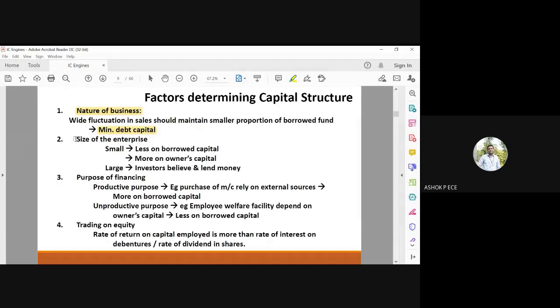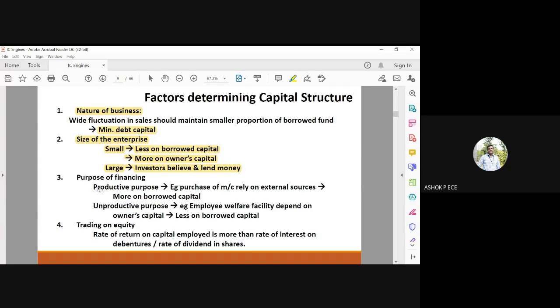And size of the company, whether you are going to start a small company or a large company. A small company will be relying more on your own money. Whereas if you are going to start a large company, you are going to borrow money from somebody, right? So you have to create faith in the investors and lend money for that.